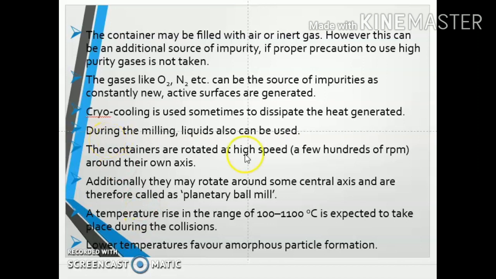The containers are rotated at higher speed, generally a few hundred RPM, around their own axis. Additionally, they may rotate around some central axis and are therefore called a planetary ball mill. A temperature in the range of 100 to 1100 degrees Celsius is expected due to the several collisions between the balls and the material of interest. The lower temperature favors amorphous particle formation during high energy ball milling.